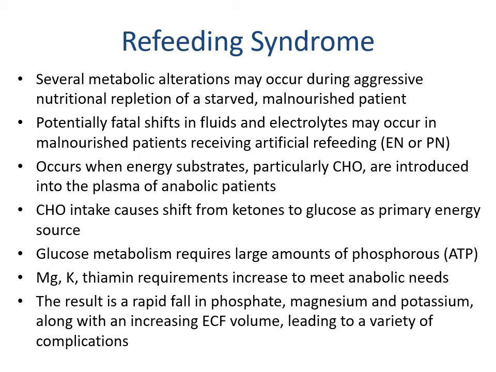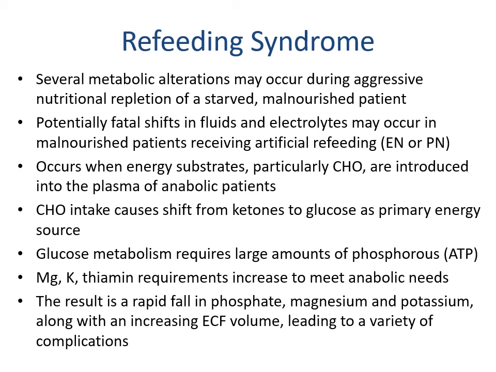So when we have a large intake of energy, specifically from carbohydrates, right, in patients who are anabolic, which is patients who are recovering, we have a transition or a shift from using ketones for energy to, again, switching back to using glucose as our primary energy source. Glucose metabolism requires a large amount of phosphorus in the form of ATP and a large amount of magnesium, potassium, and thiamine, again, looking at the cellular level.